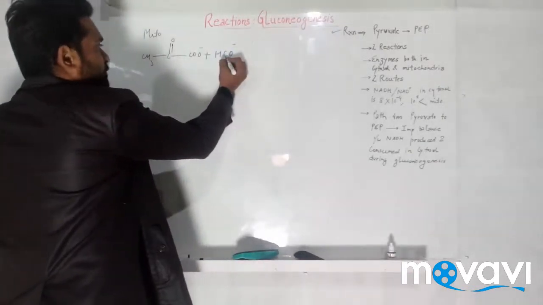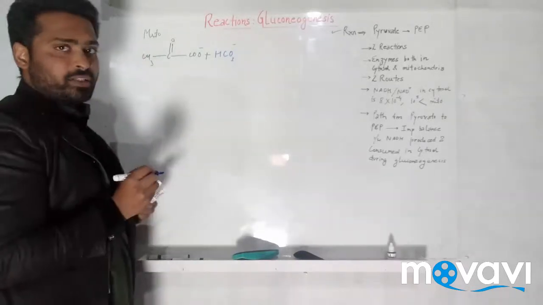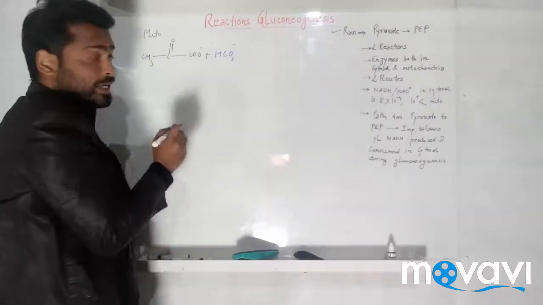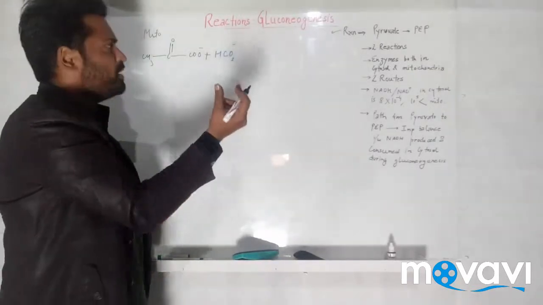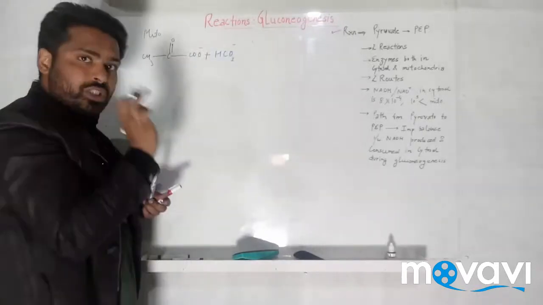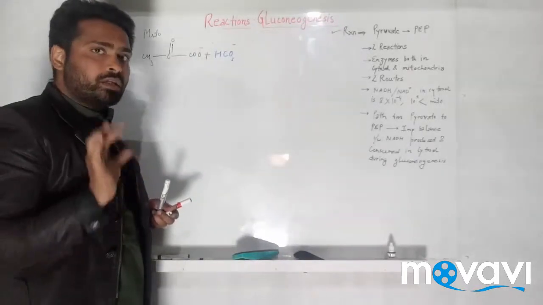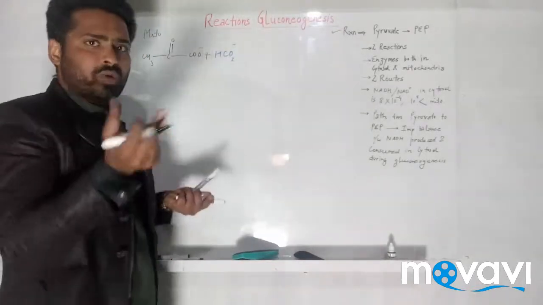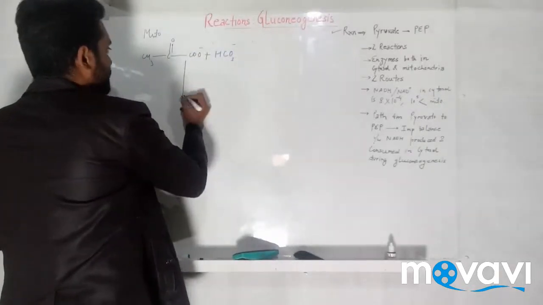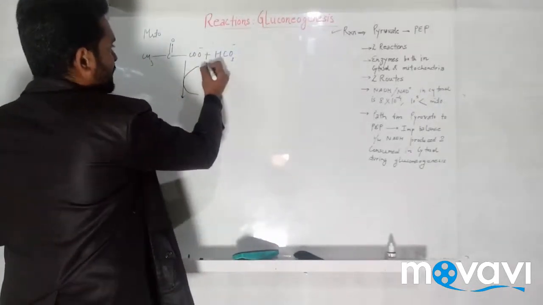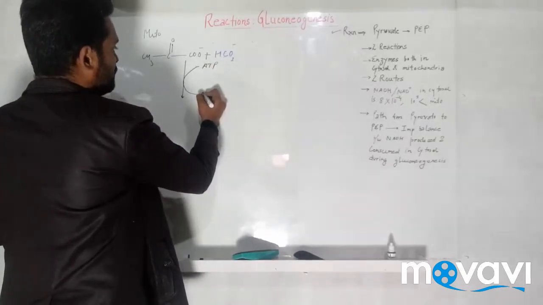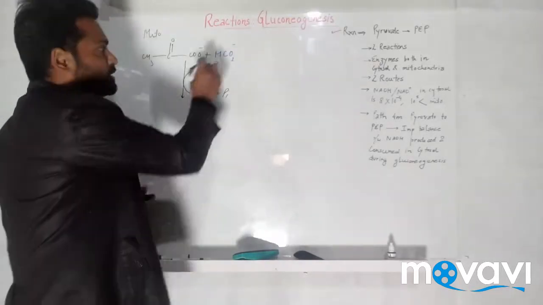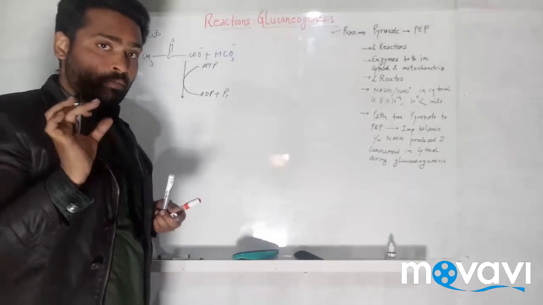We are going to add this bicarbonate ion here to make it oxaloacetate, and the enzyme here is pyruvate carboxylase. This is our pyruvate, and we are going to add a carboxyl group, a carbon dioxide molecule, simply. In the process of this reaction, one ATP is used.